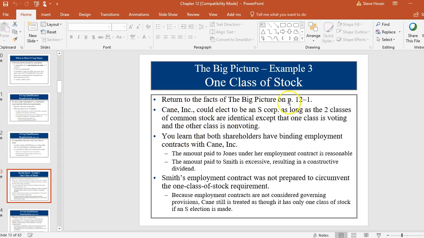So returning to the big picture, Kane could elect to be an S corp as long as the two classes of common stock are identical, except for the voting. One's voting, one's non-voting. If everything else is the same, then we're good.